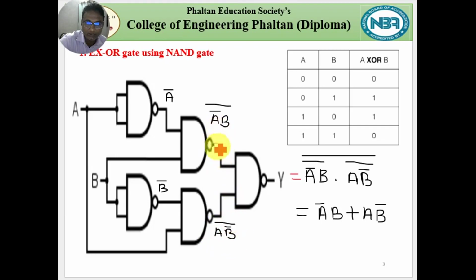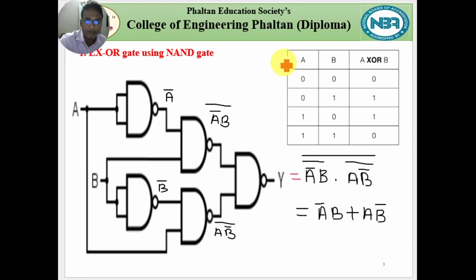Now these two outputs we again give to the next NAND gate, so we get output Y is equal to ((A bar into B) bar into (A into B bar) bar) totally bar. Now we can solve this equation by using De Morgan's theorem. We get A bar into B plus A into B bar. So this is the equation of the XOR gate.